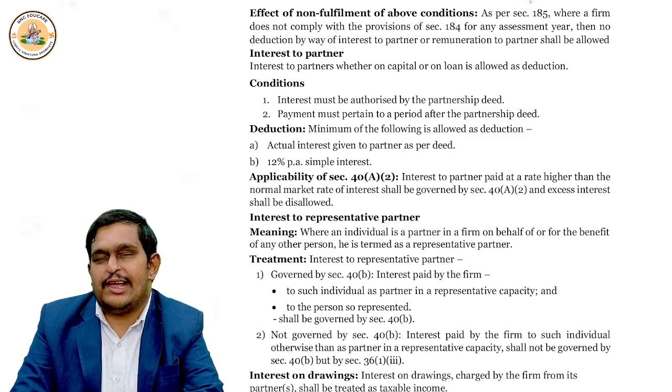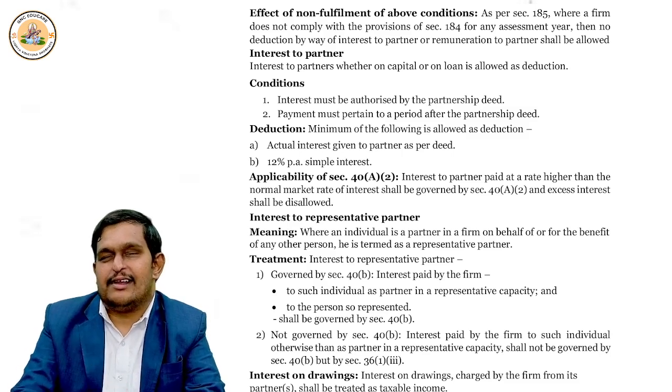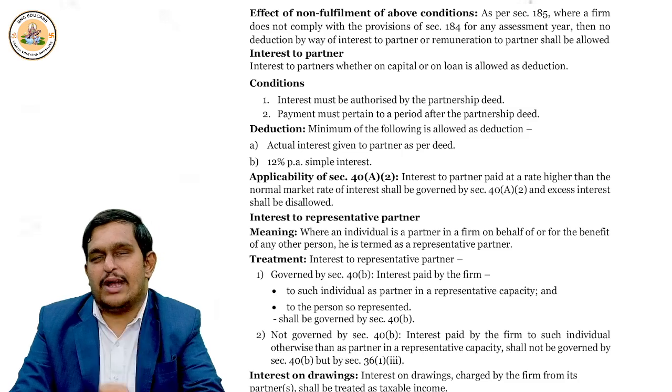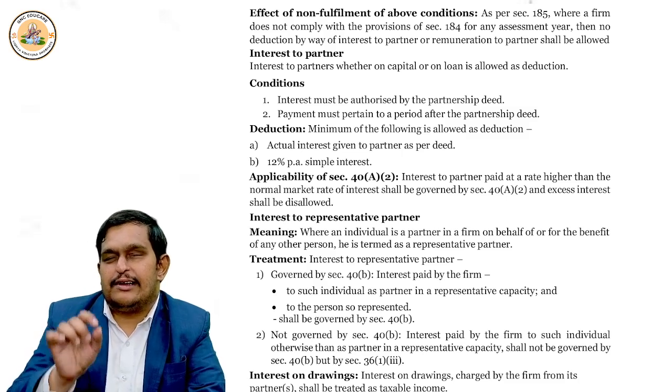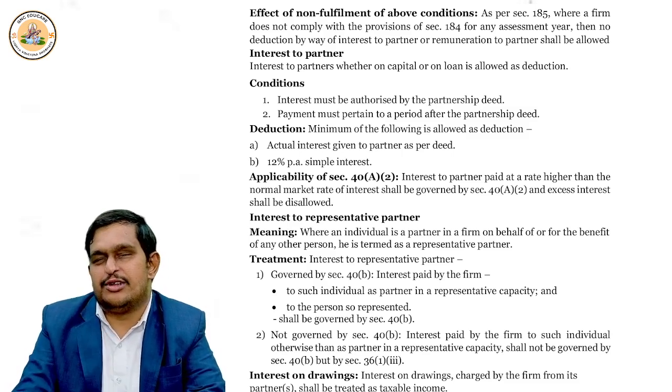We understood we can claim deduction, but how much? That is answered just now. Listen carefully. Either 12% per annum or actual interest, which is not more than the amount or interest rate specified in the deed. Sometimes in the questions, they will give actual interest paid to partners, and then they will give interest as per the deed.